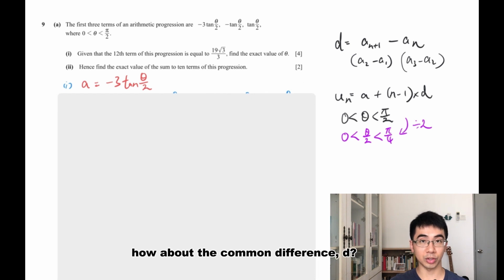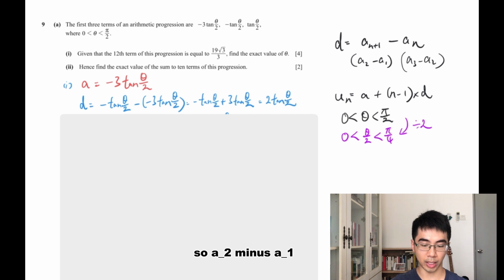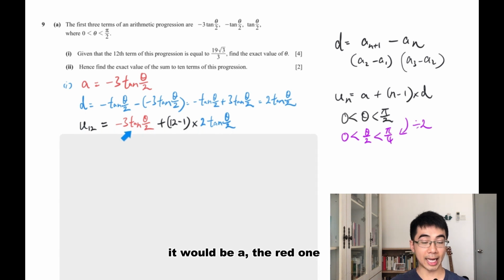How about the common difference D? I use A2 minus A1 here. So A2 minus A1, I will have this. Simplify it, I will get positive 2 tangent theta over 2. And then we can make use of this formula for the nth term. For the 12th term, it will be the A, the red one, plus n minus 1, where n is 12, times the blue one, which is the common difference.